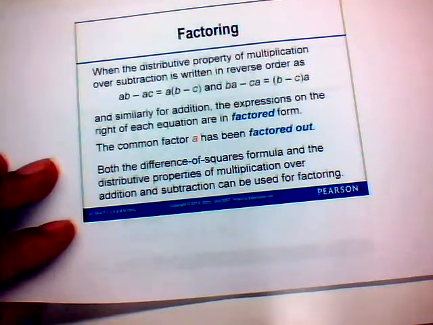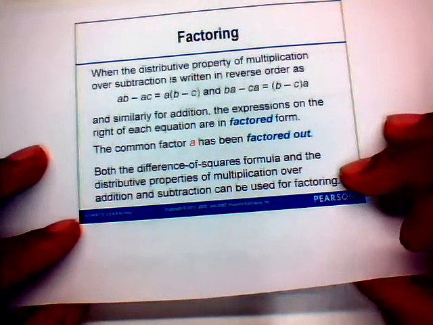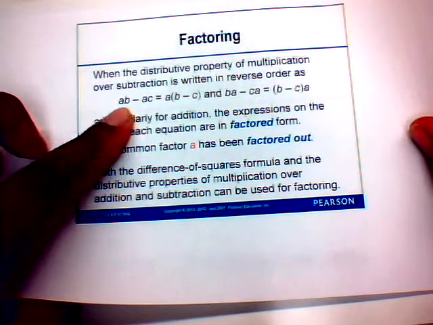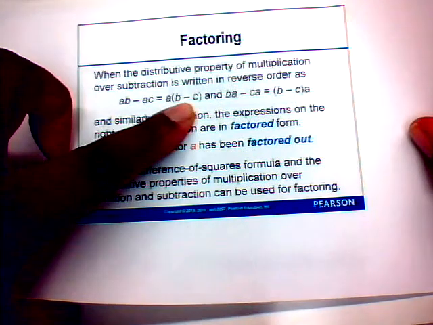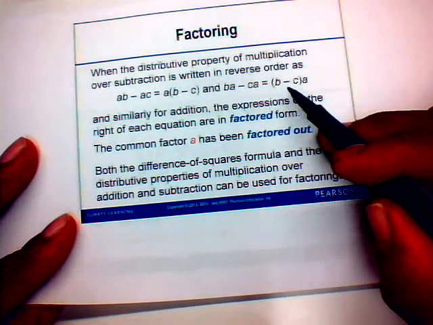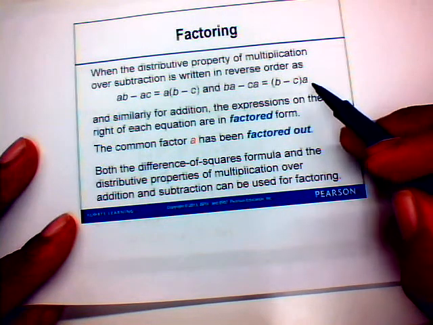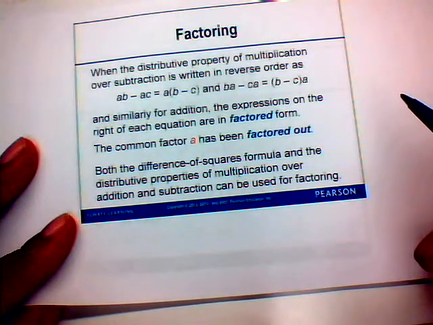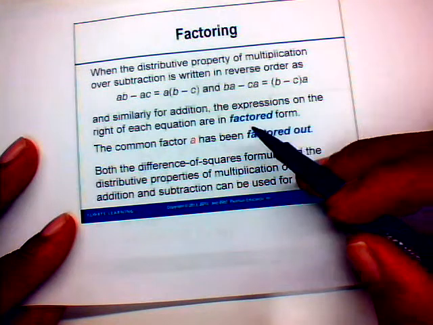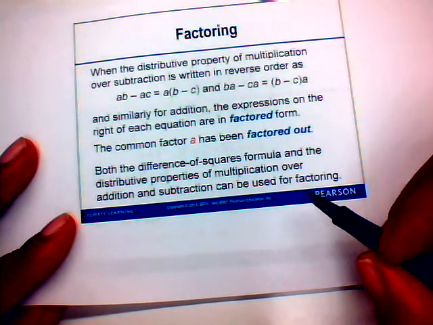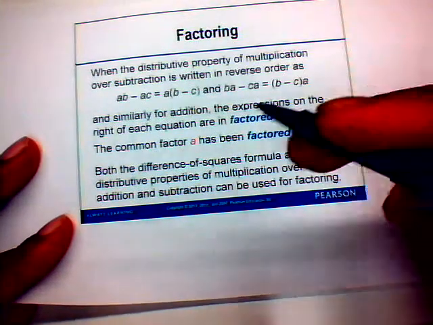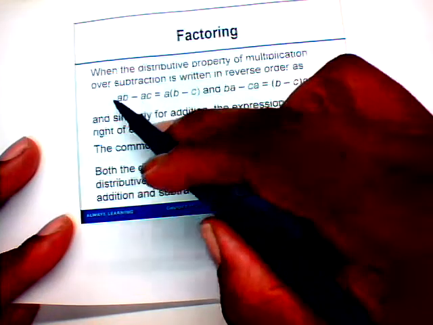Okay. Let's look at another concept, which is factoring. When the distributive property of multiplication over subtraction is written in reverse order as AB minus AC, which is equal to A, and then in parentheses B minus C, and BA minus CA, it's the same as saying B minus C in parentheses times A, and similarly for addition, the expressions on the right of each equation are in what we call factored form. In other words, the common factor, which is A, has been factored out in this particular example. Because as you can see in each of these terms, the common factor is A.